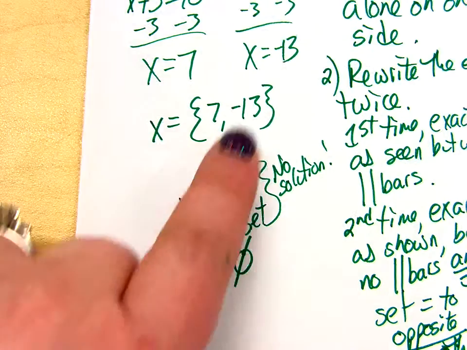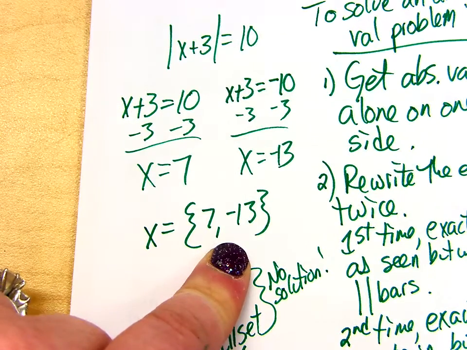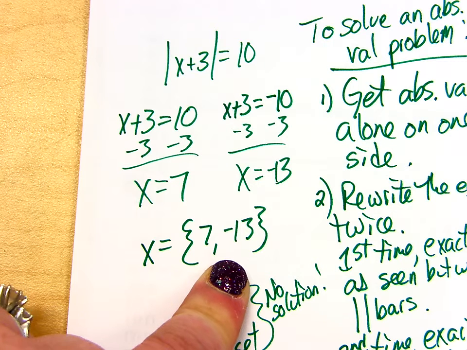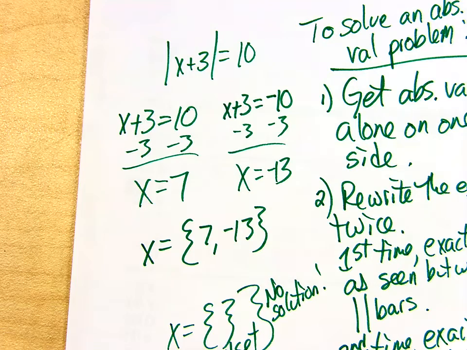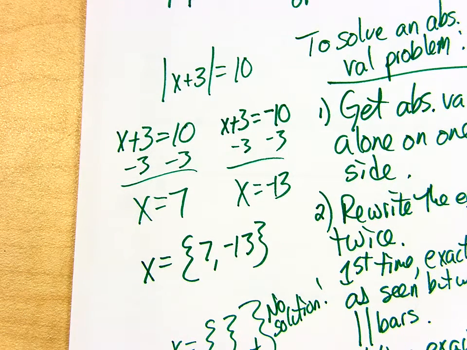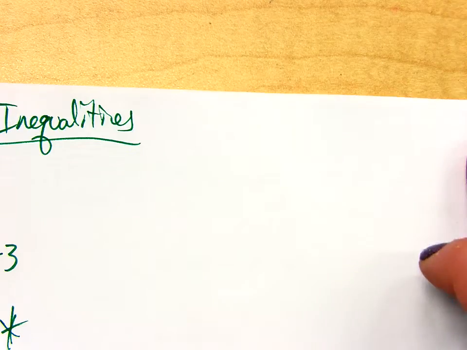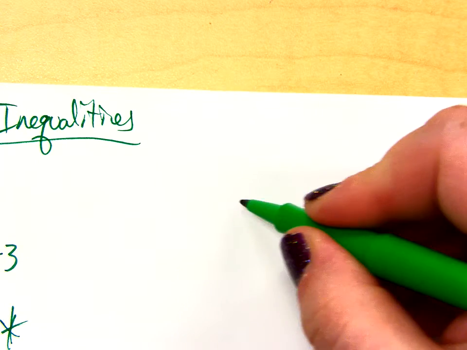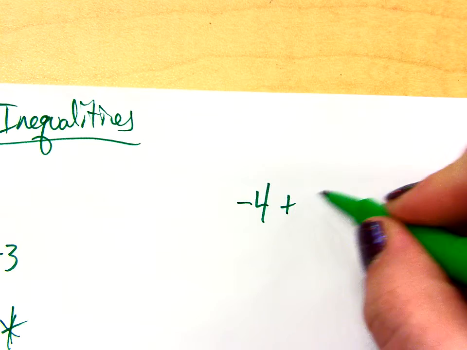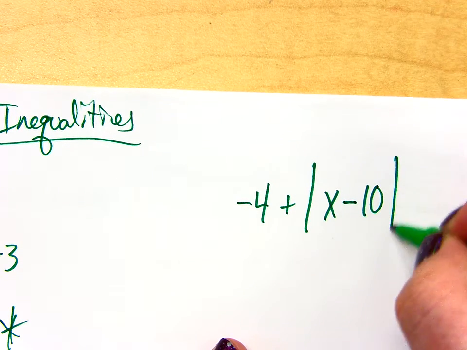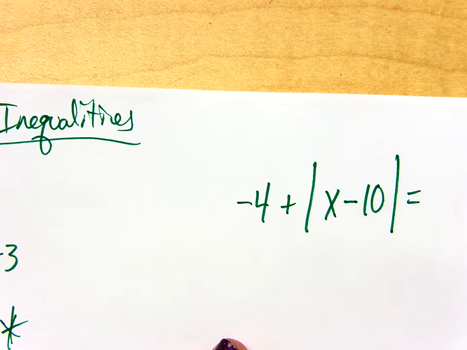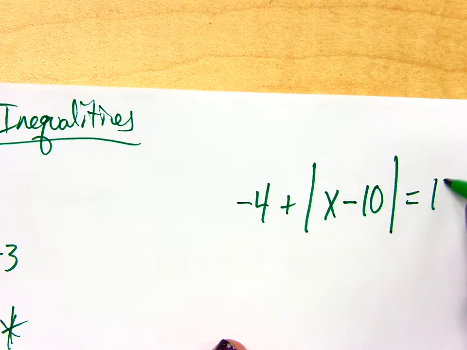But anyway, I did have 2 answers there. 7 and negative 13, they both work. And it's just a listing. So you could have said negative 13, comma 7. Doesn't matter. It's just a list. All right, so let's get to another one. Let's say we did something like, oh, I don't know, negative 4 plus absolute value of x minus 10 equals, I don't know, 14.